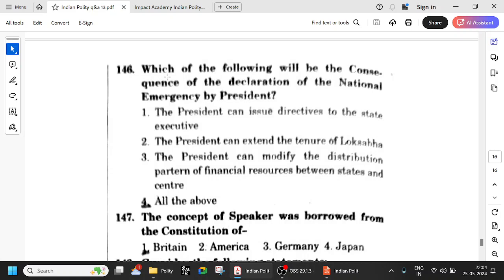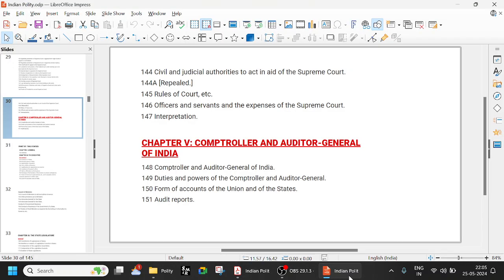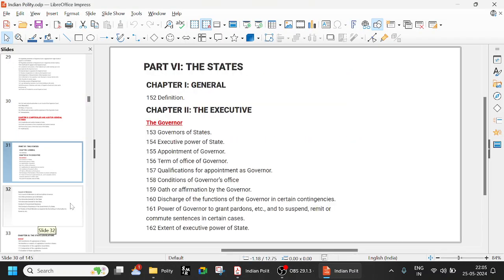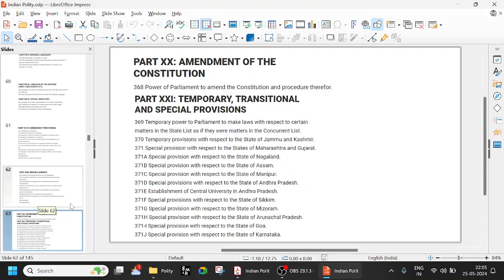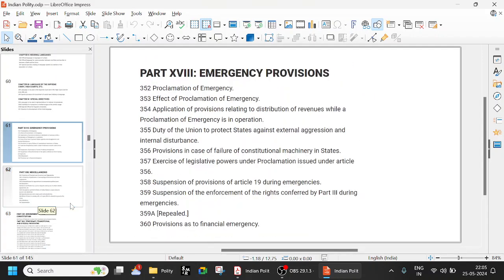So which of the following will be the consequence of the declaration of the national emergency by the President? So emergency means Article number 352. Okay, 356 is the President's rule. All those are very important. 352 and 356. Okay. So 352 is proclamation of emergency and 356 is provision in case of failure of constitutional machinery in states. That means the President's rule.